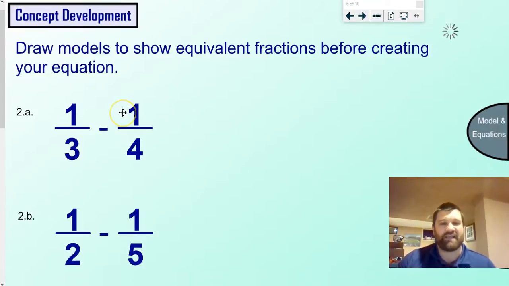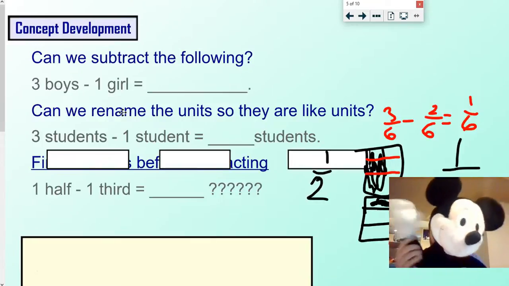Draw models to show equivalent fractions before creating your equation. So what you do now is draw this one on your own on 2A. Go.